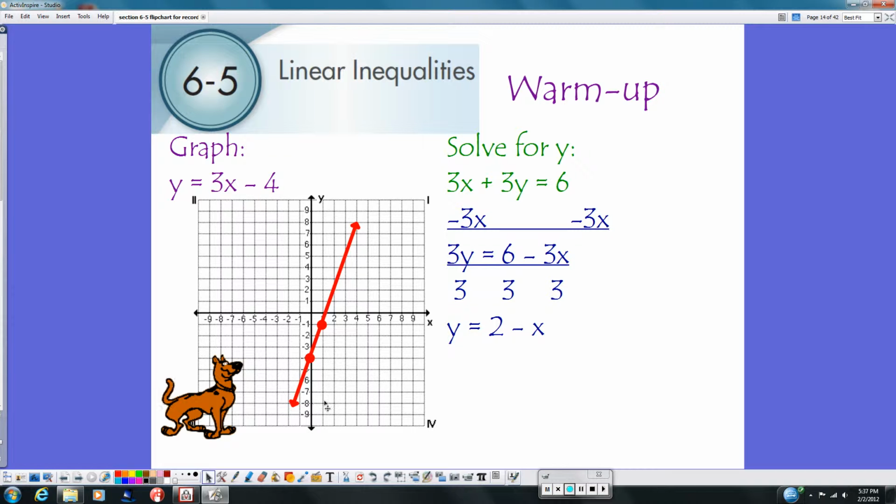In the second one, where we were solving for y, we're going to subtract the 3x from both sides. 3y equals 6 minus 3x. Please remember, you cannot combine letters with letters and numbers. So this has to stay 6 minus 3x or negative 3x plus 6. Divide everything by 3 to get y equals 2 minus x. You could also have negative x plus 2. You will need both of these skills in order to do the lesson for today.